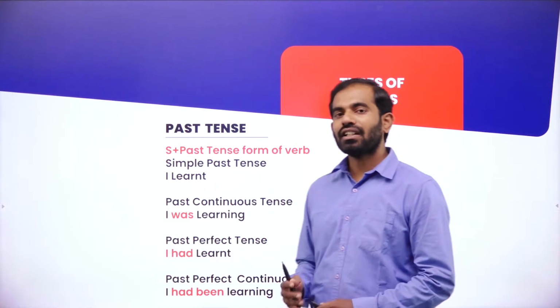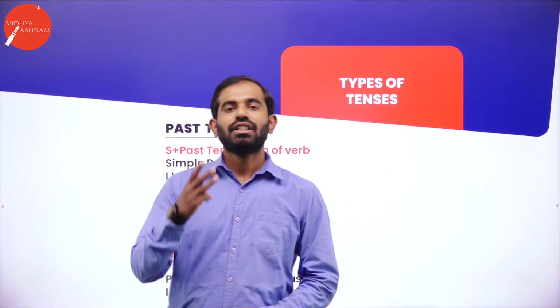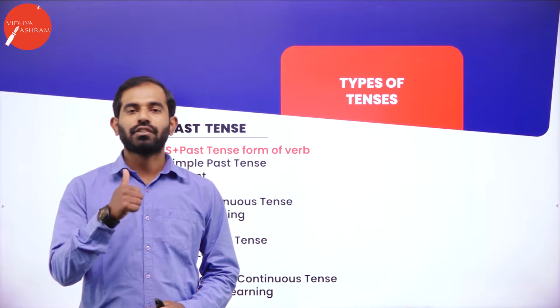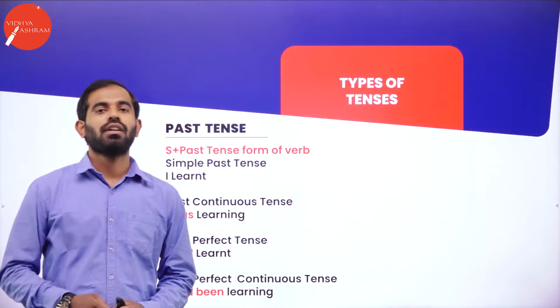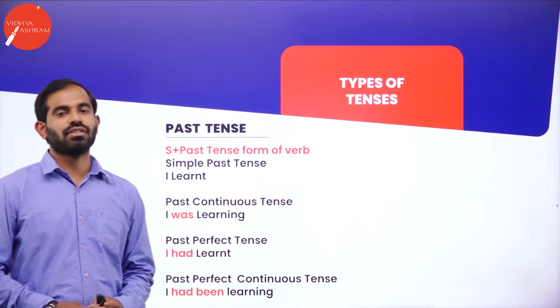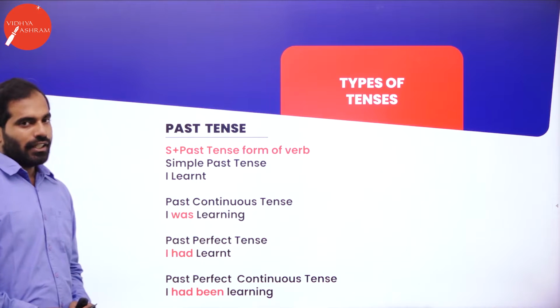Tenses. Under tenses, there are three tenses. First one is past, second one is present, and the third one is future. Let us deal with each tense in detail.